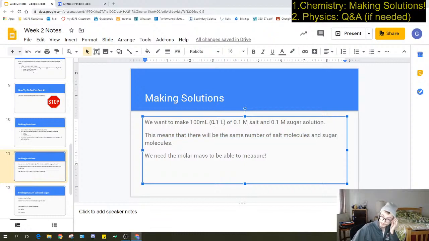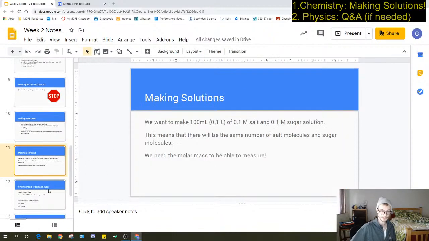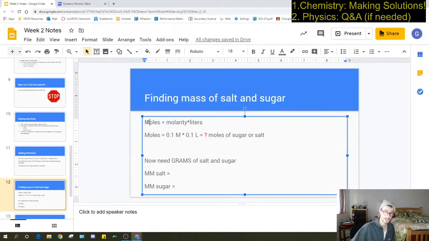But in order to measure this, I can't measure molarity directly. There's no molarity meter that you just stick in something and it tells you the molarity of a solution. There's no magic like that. Instead, I have to make the solution from scratch, and I'm going to do that by utilizing the molar mass. The first thing I really want to find is how many moles that really is. So I know the molarity and I know how much volume I'm going to end up with.